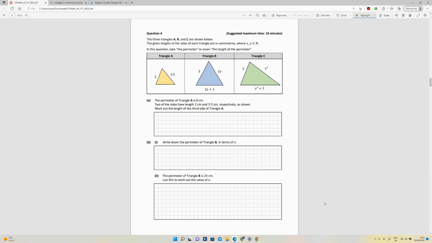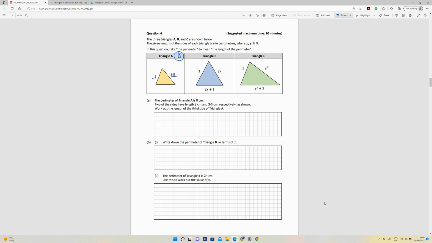So the perimeter of triangle A is 8. So they're actually giving us the value of that one, so I'm just going to write that there. So perimeter, that is 8. Two sides have length 2, so that's given, and 3.5. Work out the length of the third side.